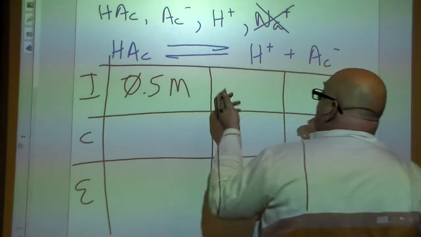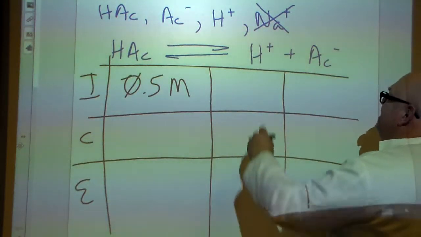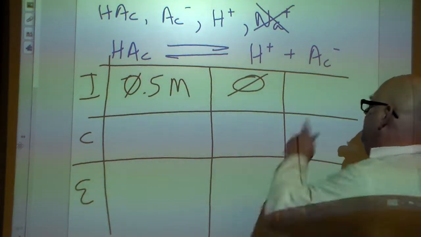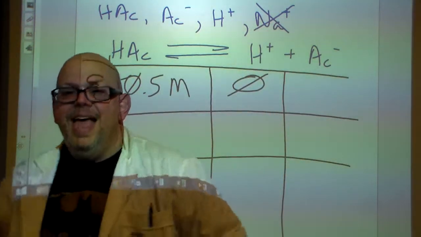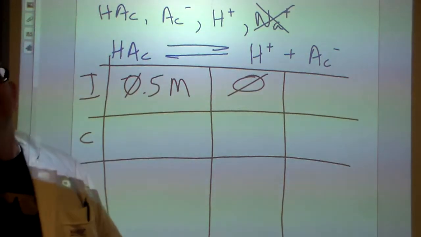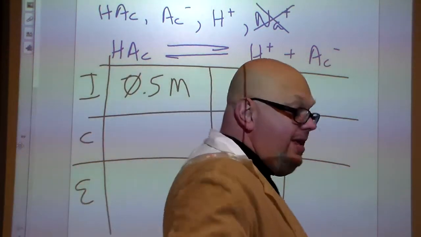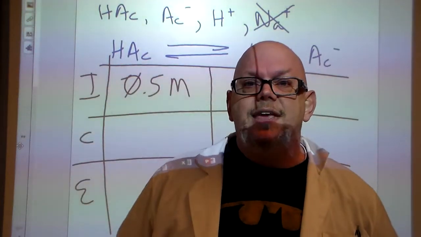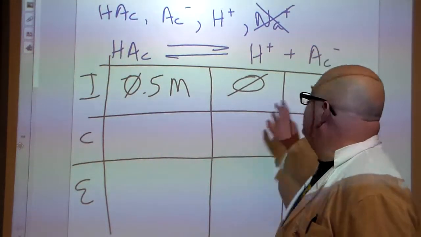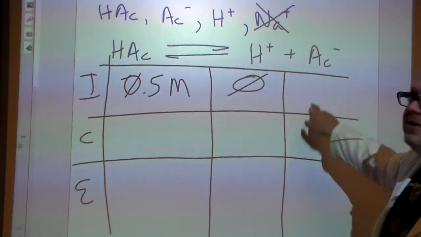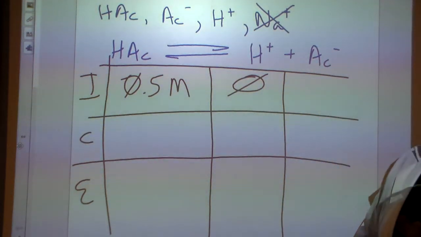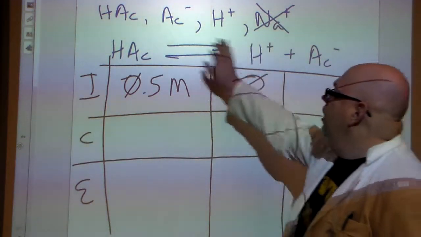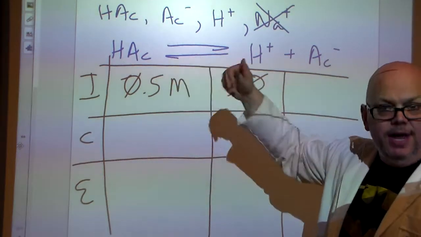That's our initial. Well, nothing has happened yet. This is going to be 0 because nothing has been broken up yet. But what about the Ac minus? That's where the base comes in, that sodium acetate, because it breaks up and now we have all this acetate floating around. So we can't say that at the beginning there's 0 acetate. That's not true because it's been broken up. It has been dissolved in the water with the vinegar, or acetic acid, if you will.